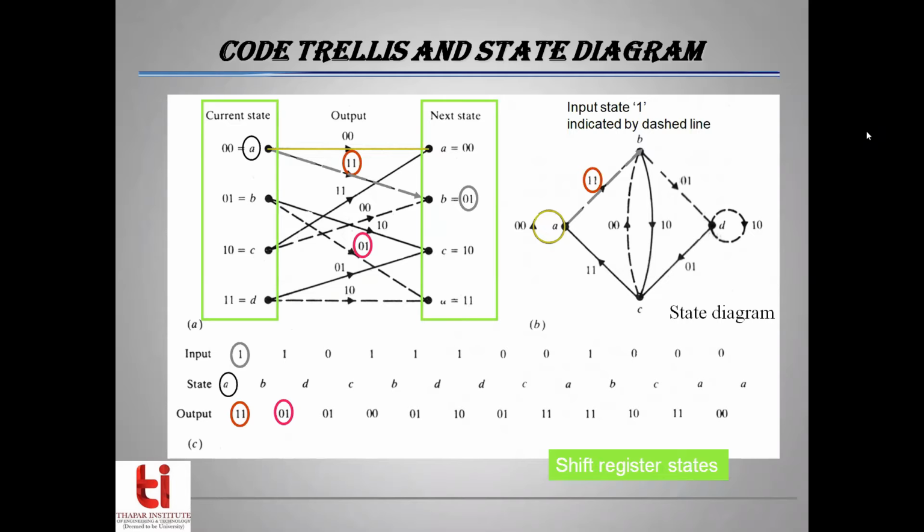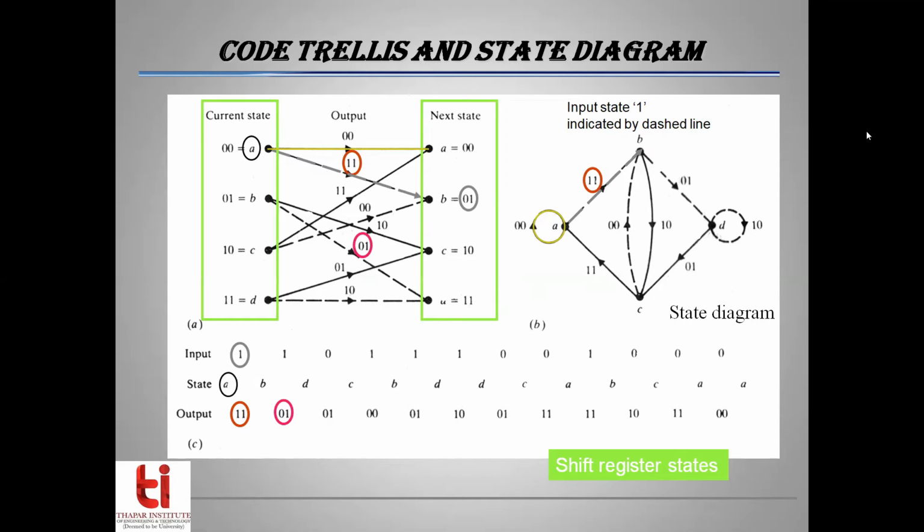diagram looks like. So in this given state diagram, the input state 1 is indicated by the dashed line and the solid lines denote the input state 0. Just adjacent to the lines, the numbers written are the outputs. Some of the outputs have been circled, like the one circled with a red circle, and there is 0 1 and 0 1 and 1 0 written just adjacent to the individual lines in the state diagram. These are nothing but the outputs.